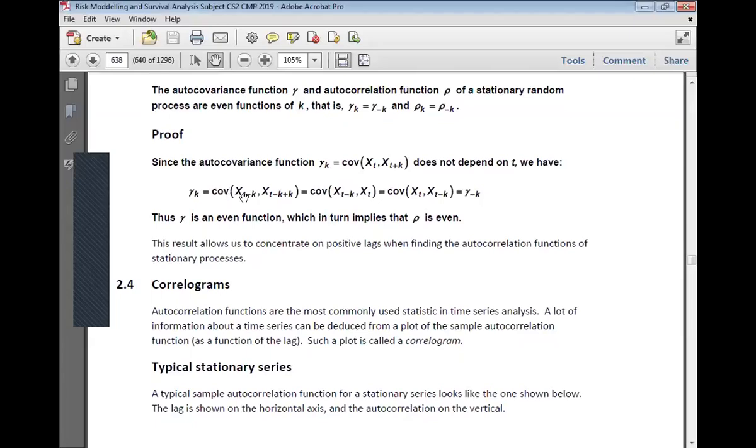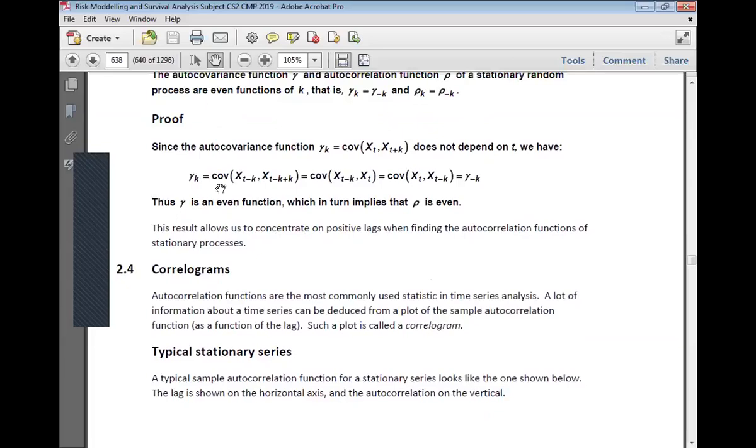Okay, so I'm looking at the covariance between xt and xt plus k. What we have is gamma k, which is just the covariance between xt and xt plus k, right? And we know that it shouldn't depend on t. So we can have the covariance of xt minus k and xt minus k plus k. That would again still be gamma k, because we're looking at the difference between this time and that time, and that would be this k right here. If I rewrite this, I can cancel the k's, and I'll be left with the covariance of xt minus k comma xt, which will be equal to the covariance of xt comma xt minus k, which I can just rewrite as gamma minus k. So we have gamma k equal to gamma minus k, and thus we can see that gamma is an even function.